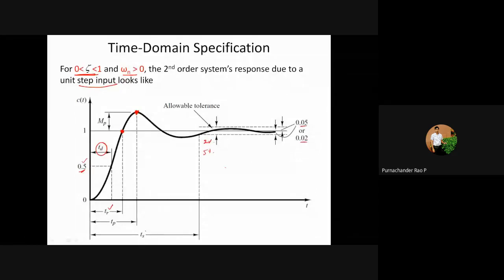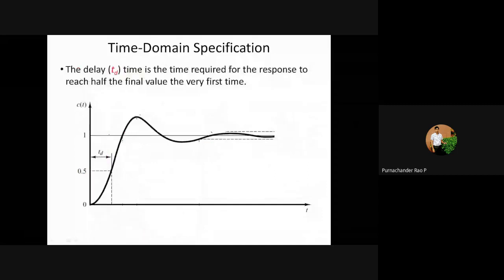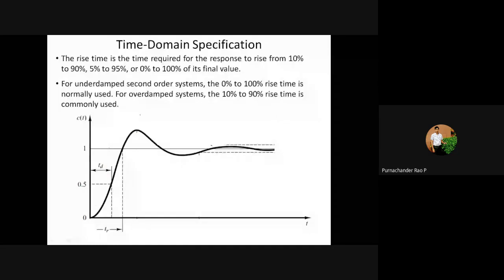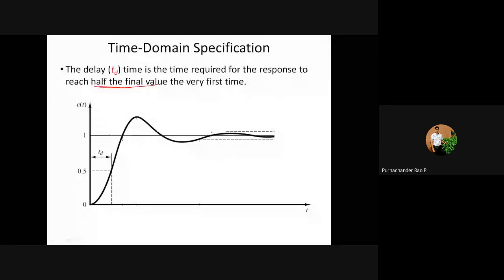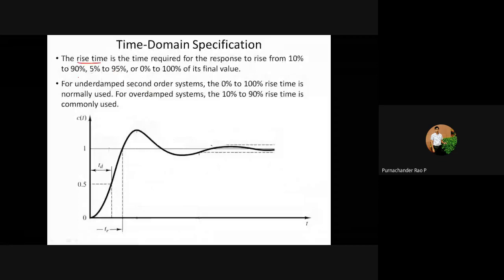Another one is the peak overshoot. Peak overshoot is defined as the difference between your final value and the maximum value. Here this is the delay time, the time taken by the response to reach 50%, so half of the final value. The next one is the rise time, taken as 10% to 90%, or 5 to 95%, or 0 to 100%. Normally for the underdamped case, we will take 0% to 100%, and for overdamped systems, it will be taken from 10 to 90% of the final value.